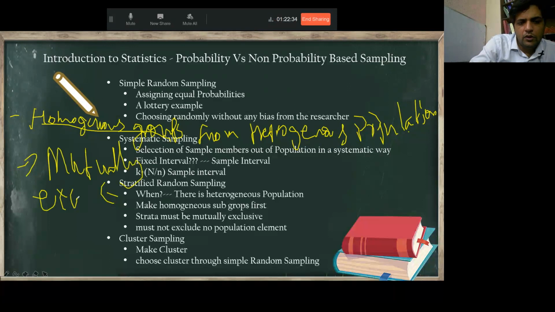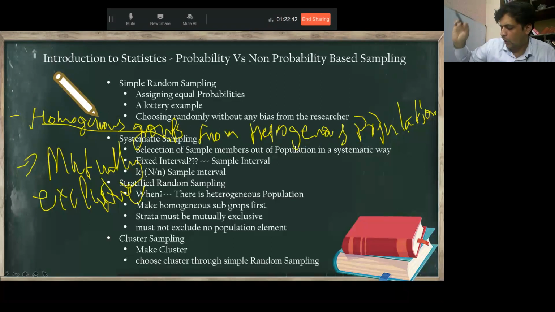What does mutually exclusive mean? Mutually exclusive means that every element in the population must be assigned to only one stratum. It's not like someone says I'm also an artist and I'm also a teacher. Then I have to assign him either to the artist group or the teachers group, right? I cannot assign him to two, I cannot say he's in the teachers group and also in the artist group. So mutually exclusive means one in one stratum, right? Do you understand? Every element in the population must be assigned to only one stratum, not more than one.